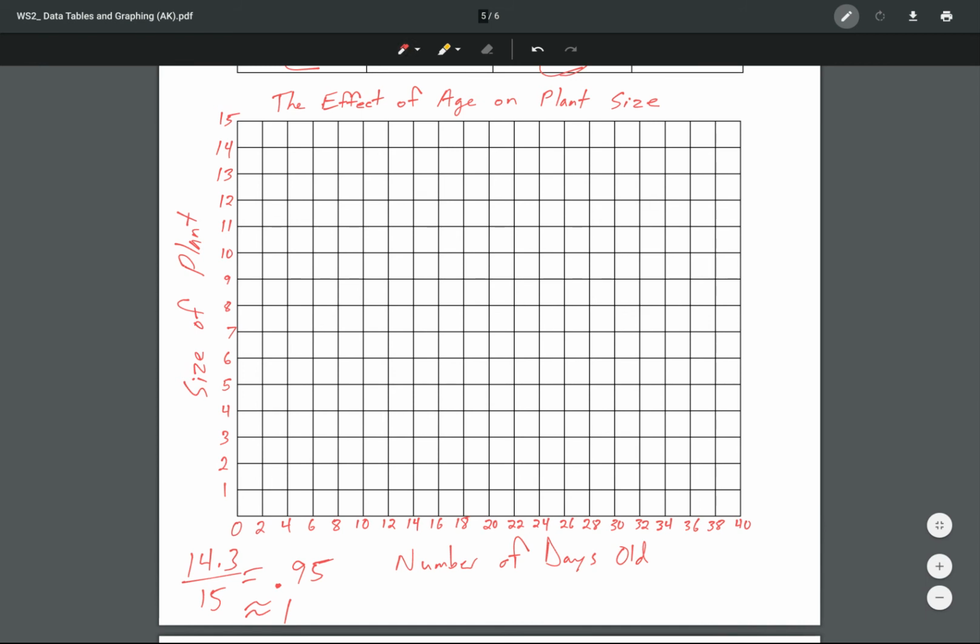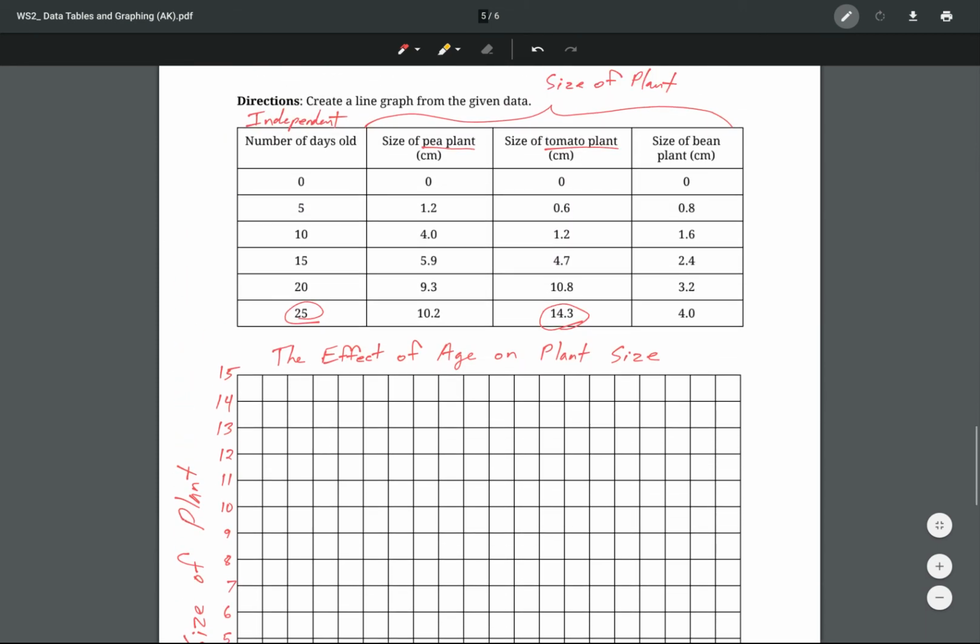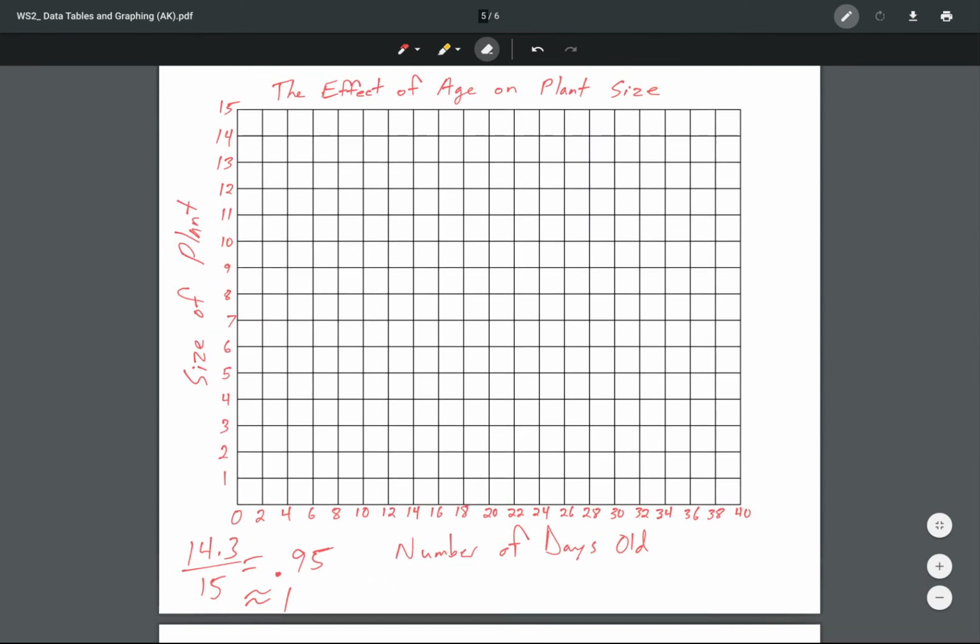So for this y-axis, or the dependent variable, I found the largest data point in all of these columns. The largest data point is 14.3. And so then I took that 14.3 and I divided by the number of spaces on the left side, which is 15. I got 0.95, and so then I rounded that to an even 1. So then I could number my axis, going up by 1s, all the way up to 15.